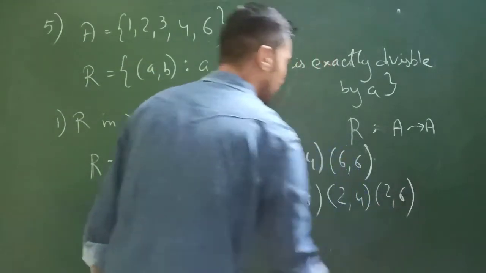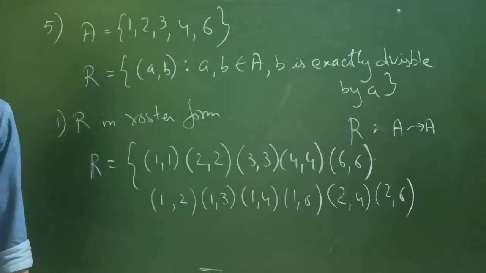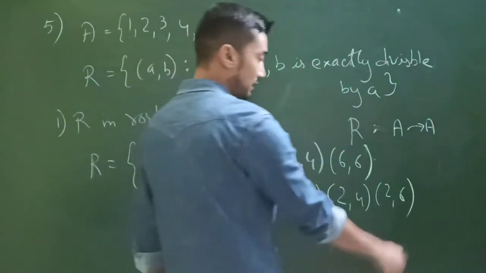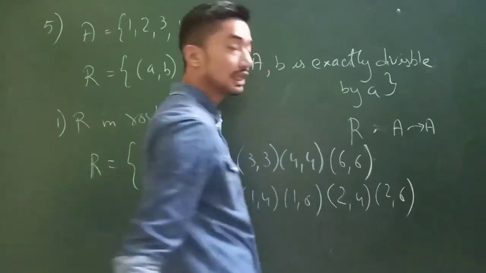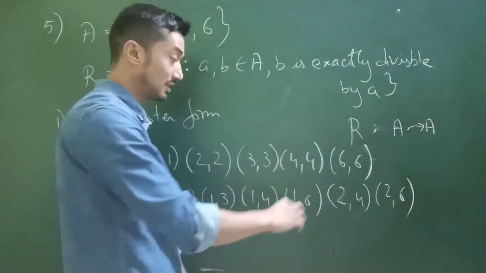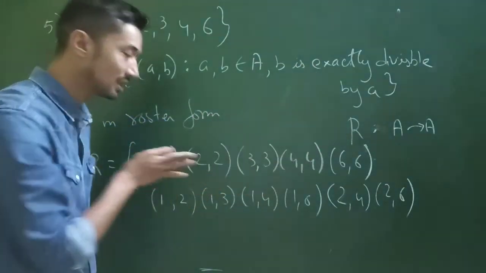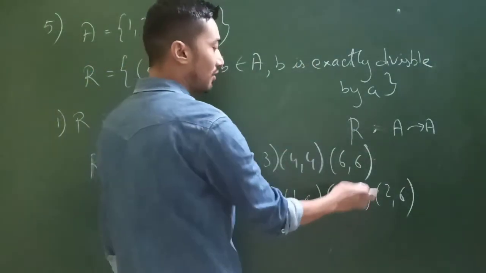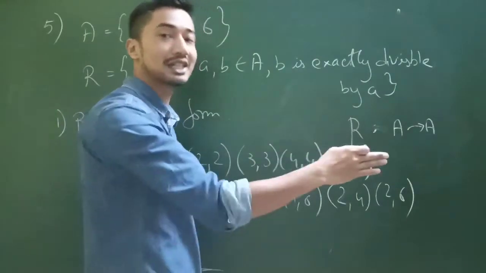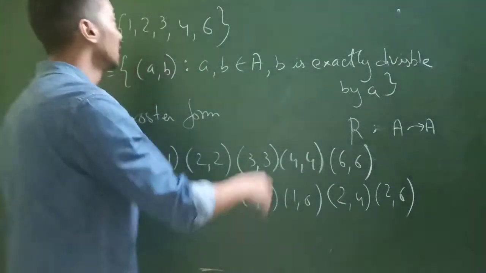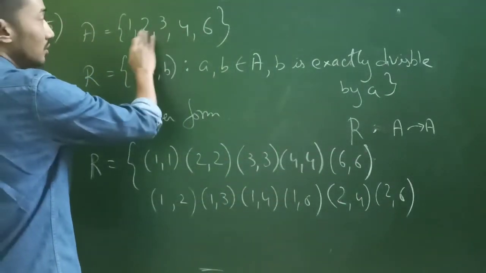2 can divide 6, because 2 is a factor of 6, and 2 is a factor of 4. So 2 can divide 4, 2 can divide 6.